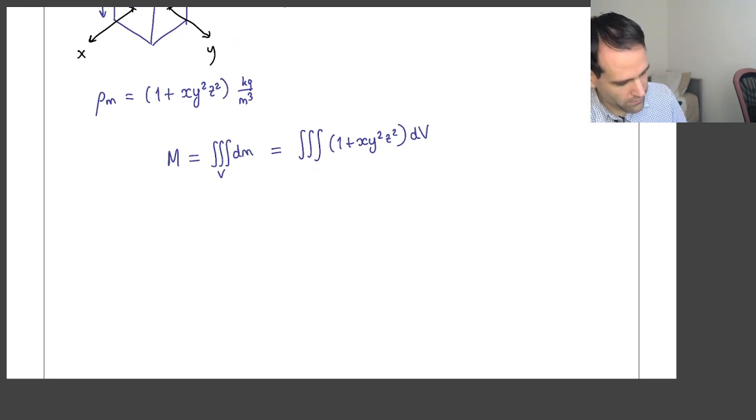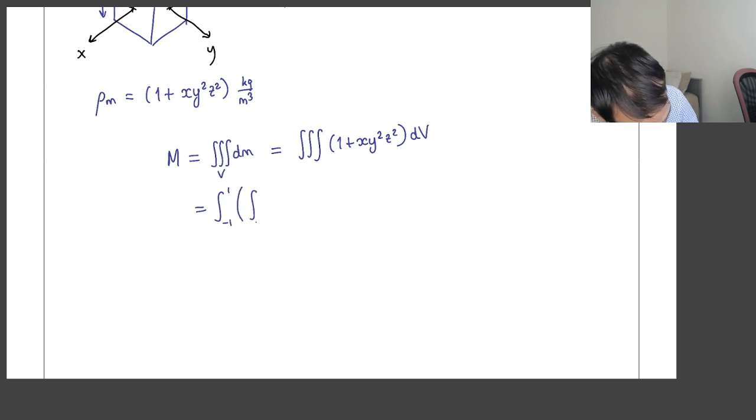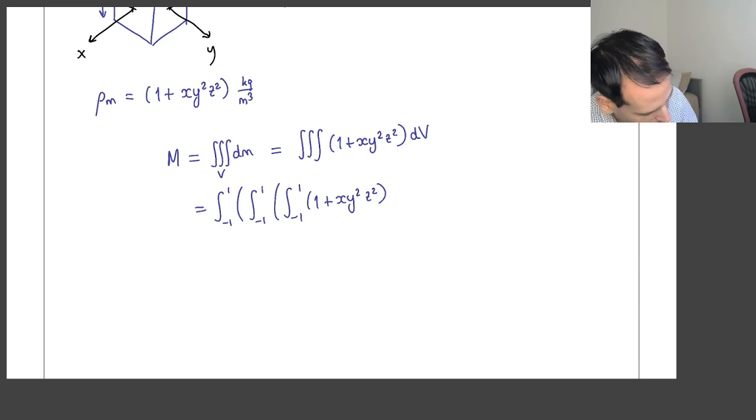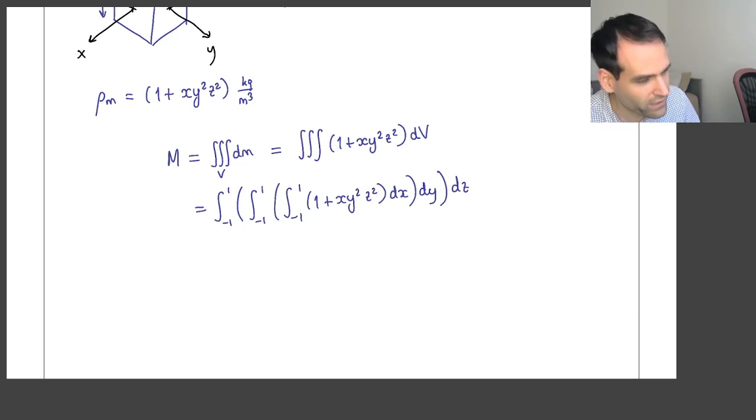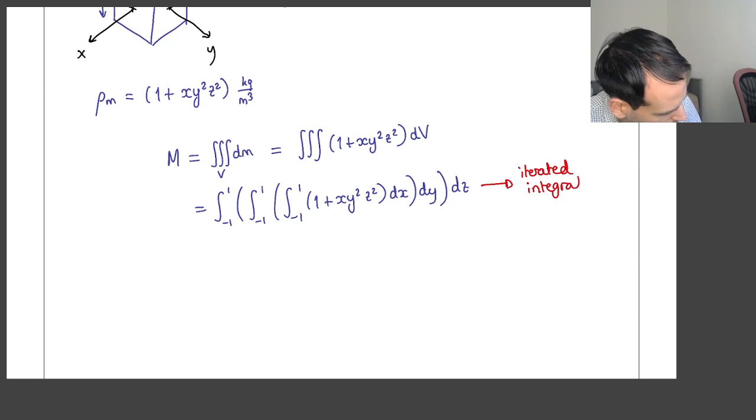So let's apply Fubini's theorem. So we turn this into an iterated integral. So it's the integral between -1 and 1 of the integral between -1 and 1 of the integral between -1 and 1 of this equation here with respect to x, then with respect to y, and then with respect to z. For example, I chose the order arbitrarily. Okay? This is an iterated integral, and it would be actually quite long to calculate.